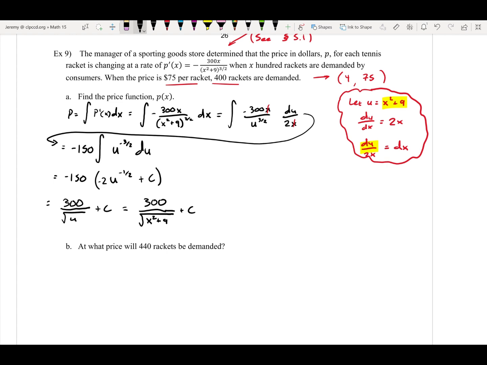So there is the antiderivative, but we're not done yet because we need to figure out what c is. That's the last part of this problem. We're going to use the initial value, and I'll just work right here. So now we just want to use this ordered pair, (4, 75), to find c.